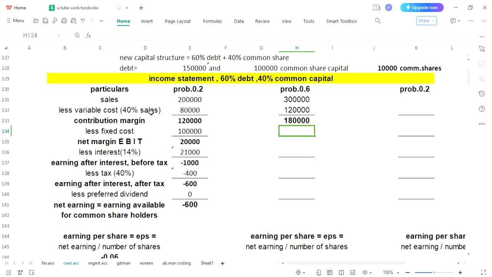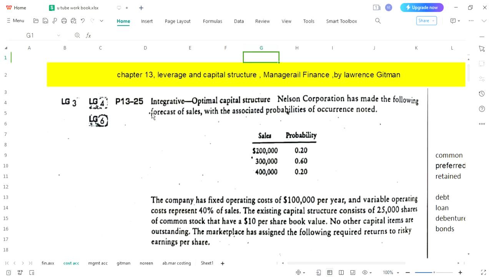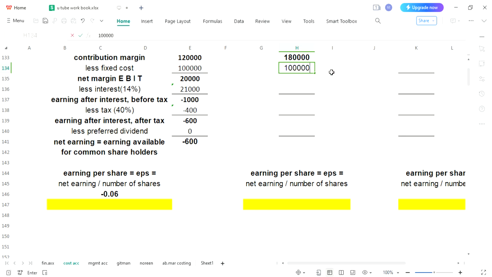Fixed cost, as usual, I have told you that in all sections your fixed cost would not be altered and it would remain 1 lakh for all the sections. So here just write down 1 lakh, after which EBIT is open to be calculated by subtracting fixed cost from contribution margin. 180,000 is the contribution margin, fixed cost 1 lakh. So we have got our net margin as 80,000.